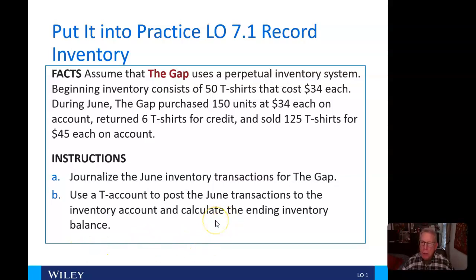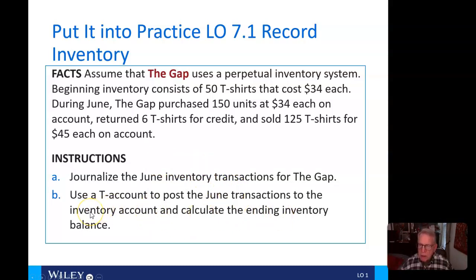When we left off, we were looking at the Gap, which uses a perpetual inventory system. And so they have 50 t-shirts that cost $34 each here. During June, the Gap purchased another 150 units at $34 each on account and returned 6 t-shirts for credit and sold 125 t-shirts at $45 each on account.